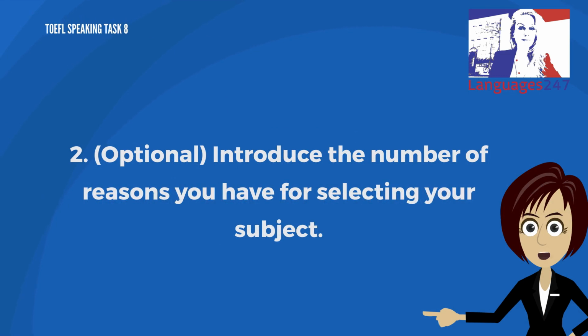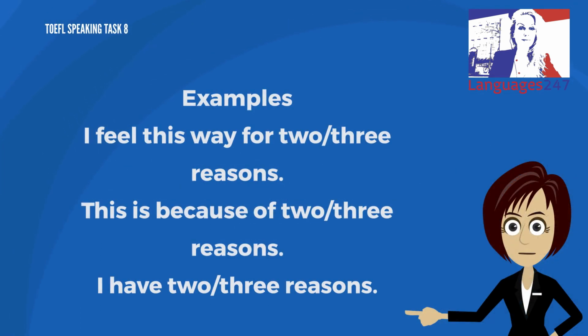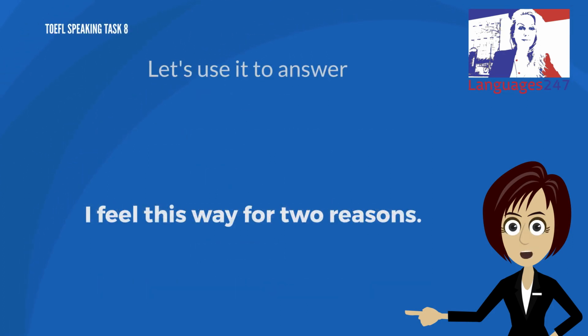2. Optional. Introduce the number of reasons you have for selecting your subject. Examples: I feel this way for 2-3 reasons. This is because of 2-3 reasons. I have 2-3 reasons. I feel this way for 2 reasons.